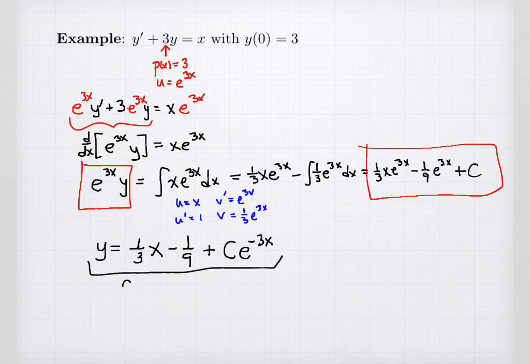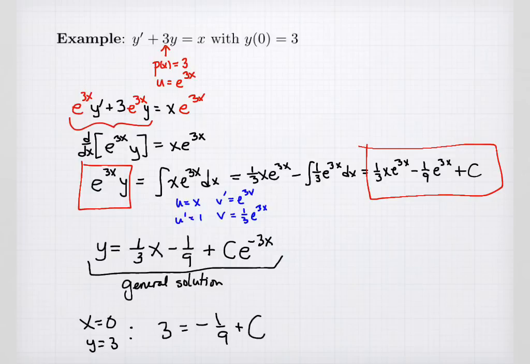This is the general solution, and we have an initial condition that will let us decide which of all the c's I need to use. So y of 0 equals 3, so if x equals 0, y equals 3, that'll tell me that 3 equals, let's see, this is going to vanish, so minus 1/9 plus c times e to the 0, so that's plus c.